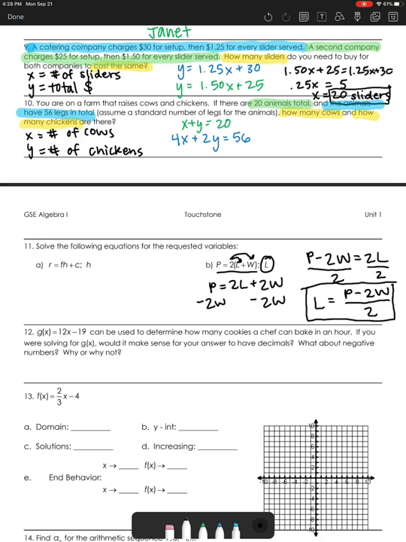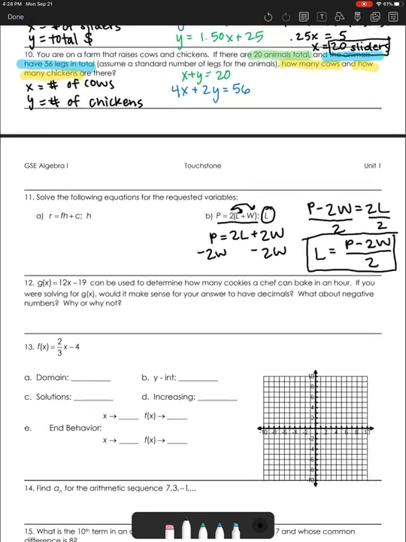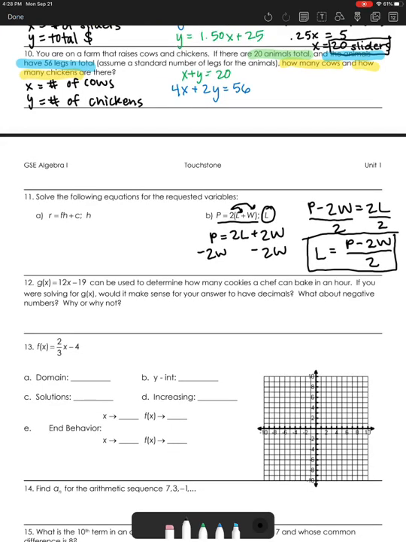Again, come to class with questions if you need help on that one. Okay, I just want to talk about number 12 really quick. I don't want to solve it, but I want to look at this question. So we have this equation, g of x equals 12x minus 19. And it says it can be used to determine how many cookies a chef can bake in an hour. If you were solving for g of x, would it make sense for your answer to have decimals? What about negative numbers? Why or why not?